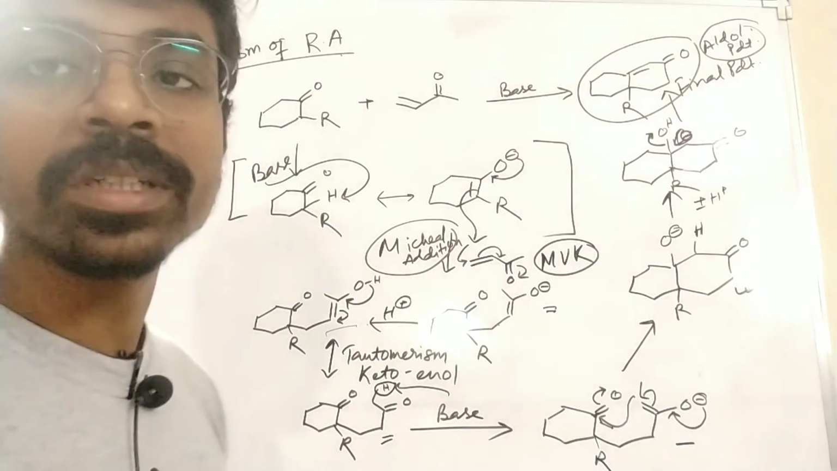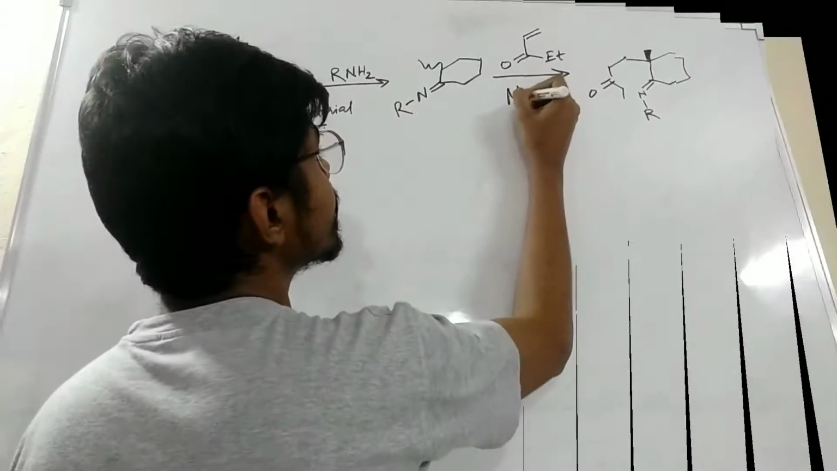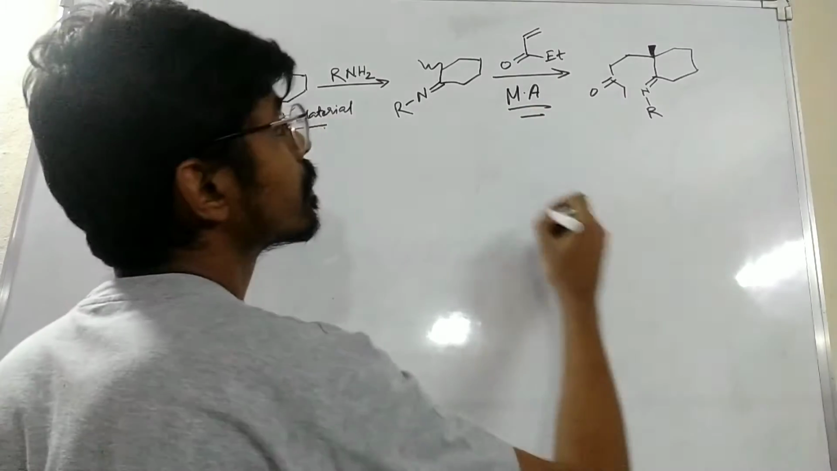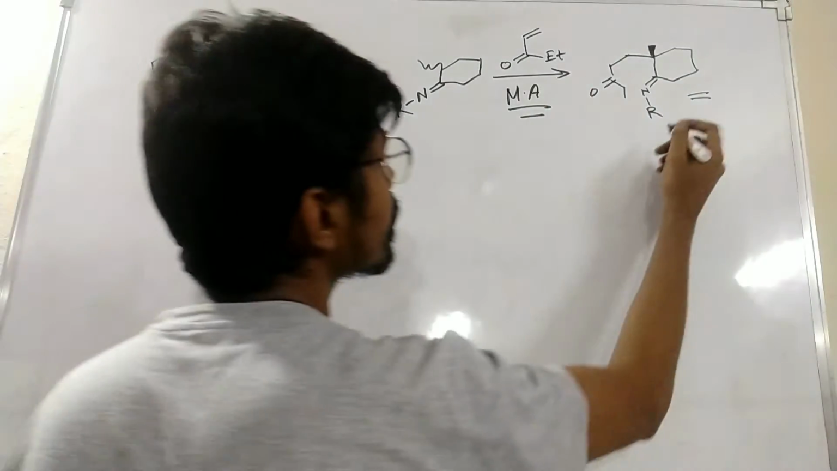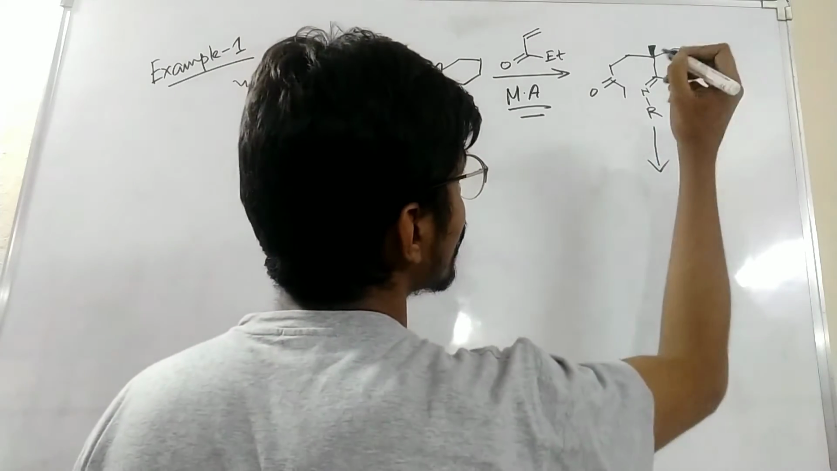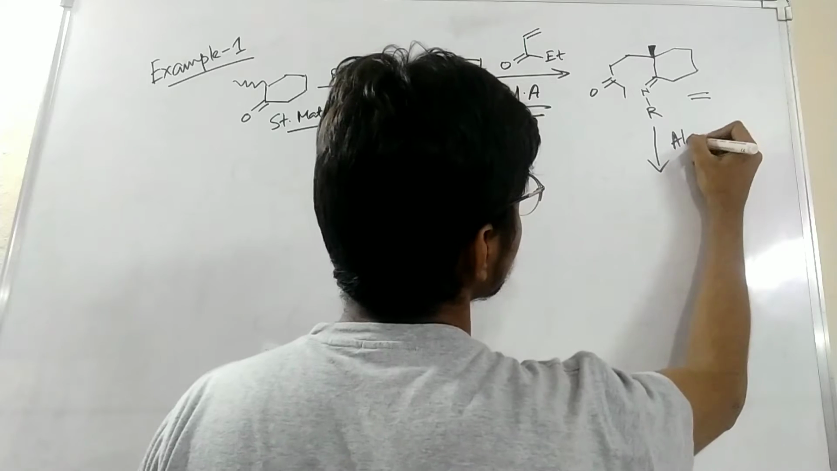So right now I am going to discuss some important examples of Robinson annulation. After Michael addition, this compound will form from the imine. Again it is going to undergo aldol condensation.